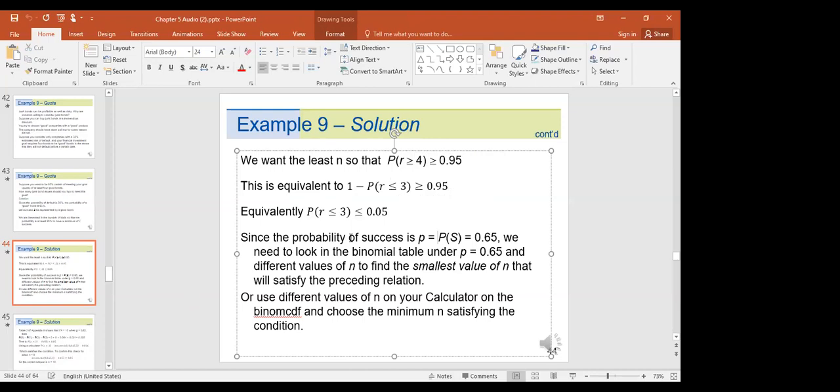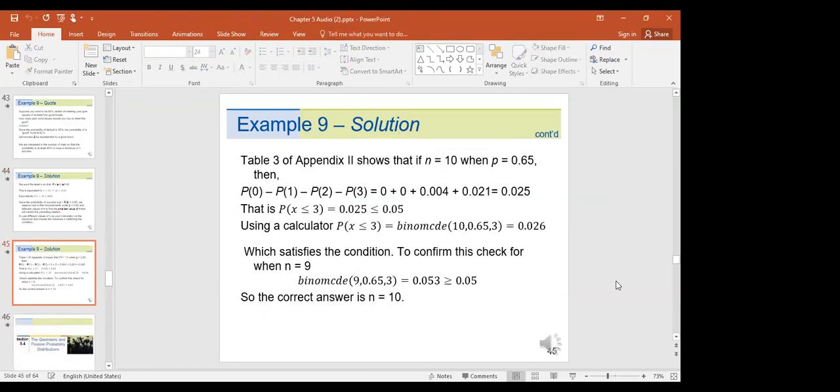So we can either use a calculator or use the probability distribution. You can try n equals 7, and you will see that you will not meet it. 8, it will not work. When n equals 9, it will not work. But when we get to n equals 10, we get 0.025. So the probability that x is less than or equal to 3 when n equals 10 is 0.026.